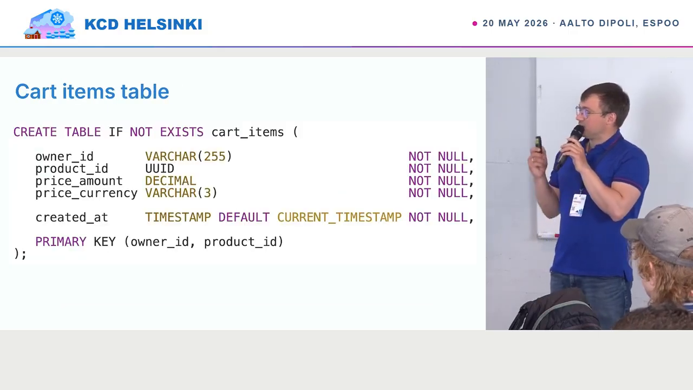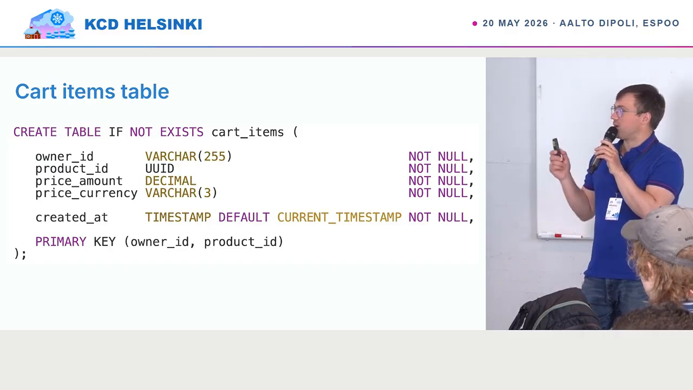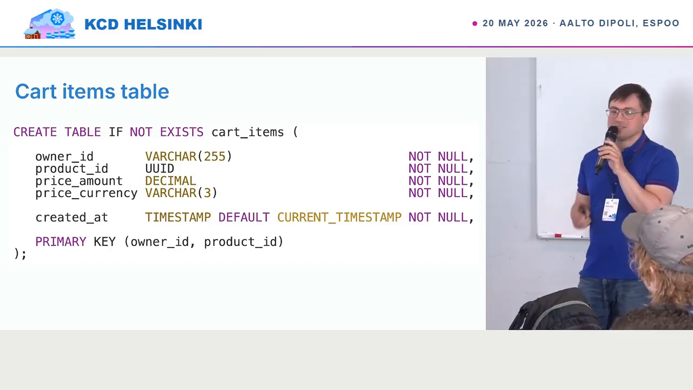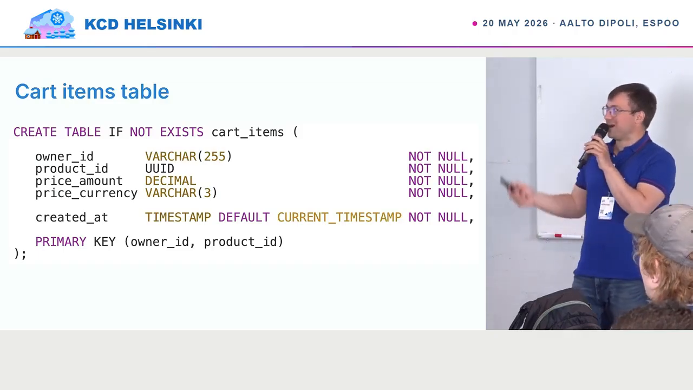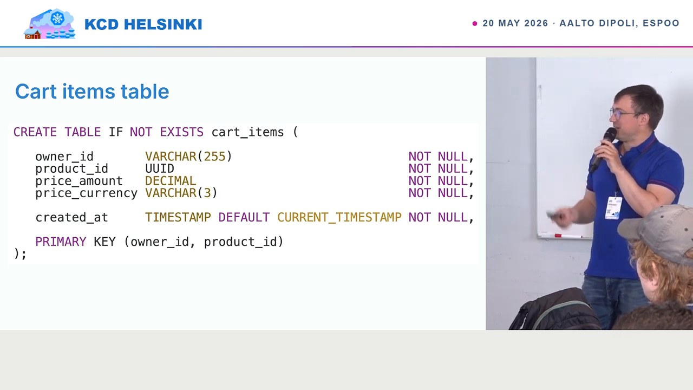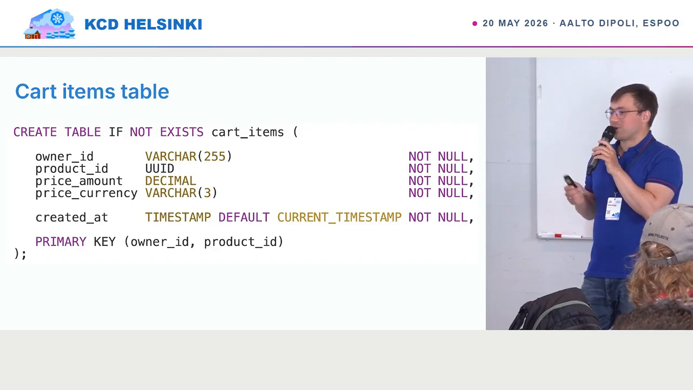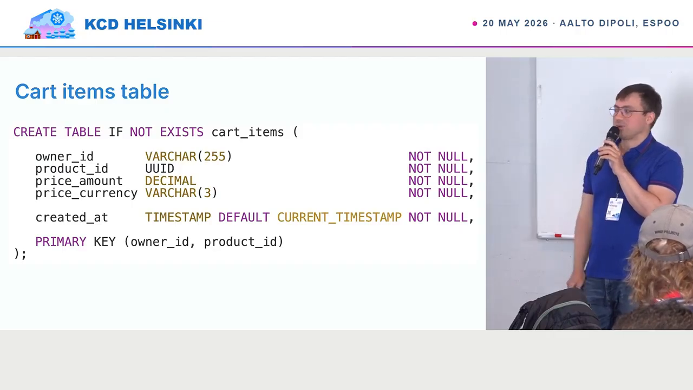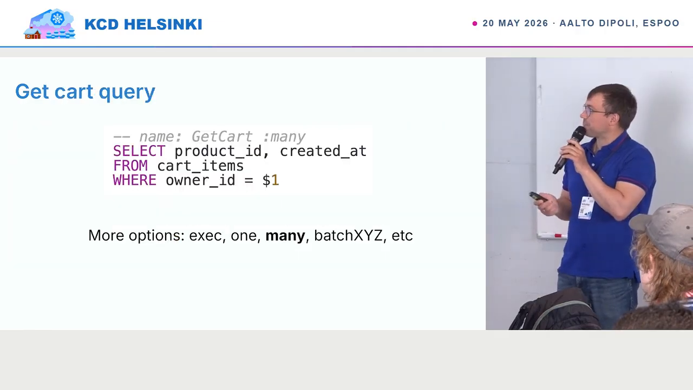So let's consider a simple example of schema migration. We create a cart items table, because Zalando is about shopping online, and everyone is happy: people who buy online and people who sell online. If you want to add some items to the cart, there is a clear owner of each item in the cart, and it corresponds to some product ID. It has a price, which is split into price amount and price currency, and there is a primary key.